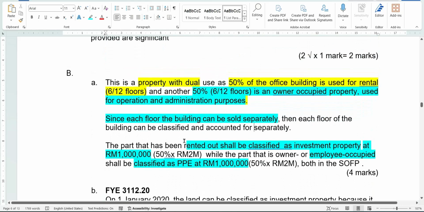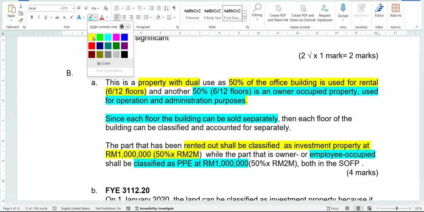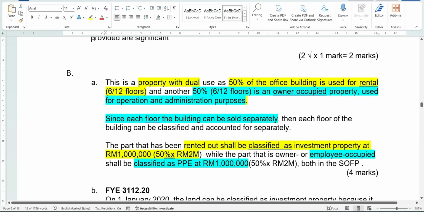So the part that was being rented out, which is the one that I highlighted in yellow just now, was the part that was rented out, which is 1 million. Why 1 million? The whole 12-story building totals 2 million. So 50% is 6 out of 12, so 1 million.